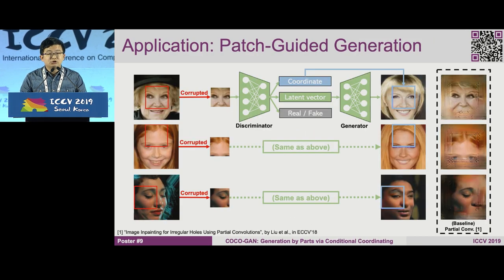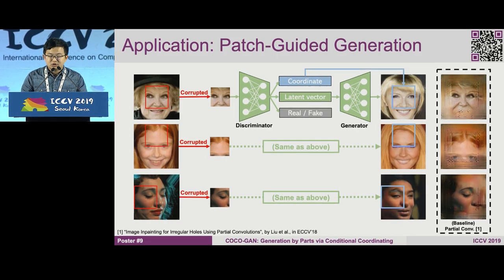The second application to show is patch-guided generation. Imagine a scenario in which the full image is corrupted into a patch. We can train the discriminator to estimate the latent variable of the patch and use the generator to synthesize the full image. The final full image will be locally similar to the given patch and globally coherent. Notice that the baseline, partial convolution, does not work well in this scenario.